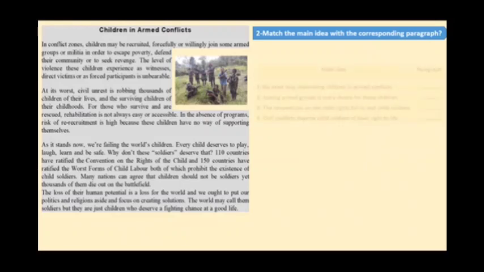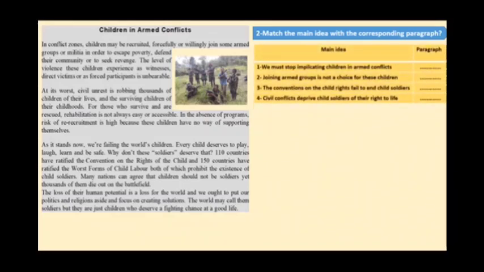The next task has to do with getting the main idea of the paragraph. To complete tasks like this, you will need to focus more on the first sentence of the paragraph, then go through the rest of that paragraph to pick up keywords or clues. Now, I'd like you to read the text again and match the main idea with the corresponding paragraph.